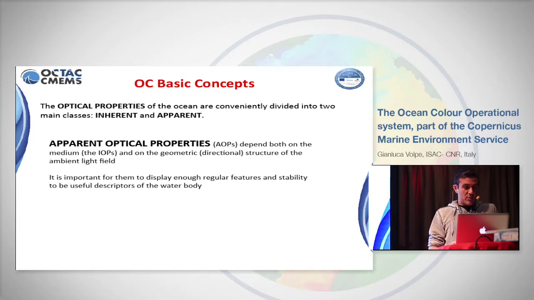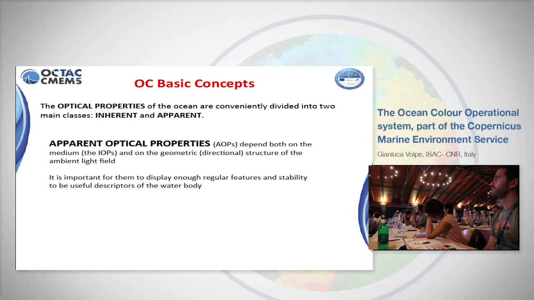The apparent optical properties, on the other hand, depend both on the medium and hence on the IOPs, and on the geometrical, which is the directional structure of the ambient light field. It is important for them to display enough regular features so that they can be useful descriptors of the water body and hence of its constituents.